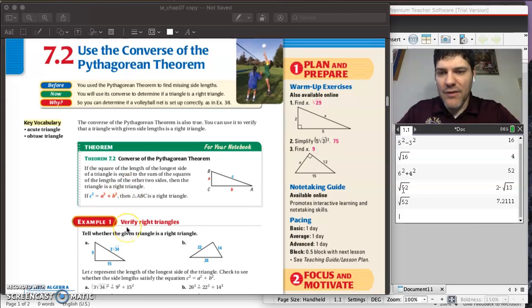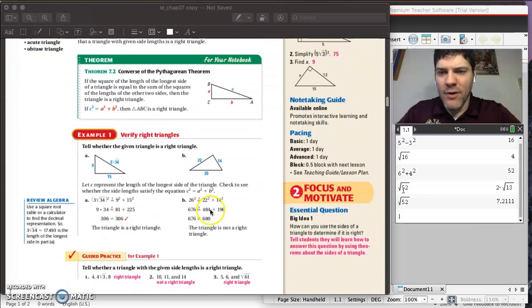So if we go and look at these values here in this example, we have two. The first one given says 9 and 15. If we square those, they'll equal 306 when you add together. And 3 roots of 34 squared gives us 306 as well. We have a right triangle. Notice this example on the right. No good. 26 squared is 676, which is less than 680, which is the square root of the 22 and the 14. We do not have a right triangle.